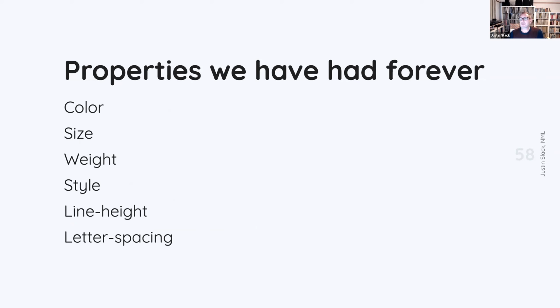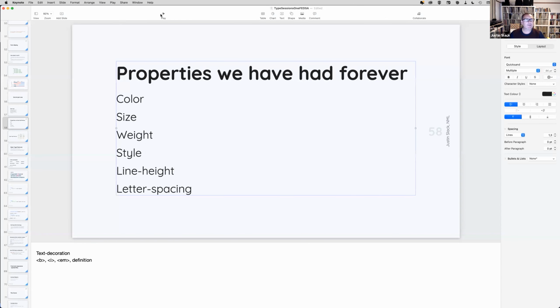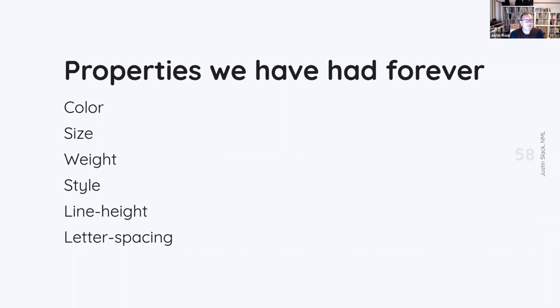Okay, so we've had a lot of CSS type properties for a very, very long time. I'm sure you are familiar with these, such as color, size, weight, style, line height, letter spacing. These are all things you might be familiar with already, and those have been around since the beginnings of CSS. And then we also have things like text decoration for underlines, and we can add borders to type, etc.